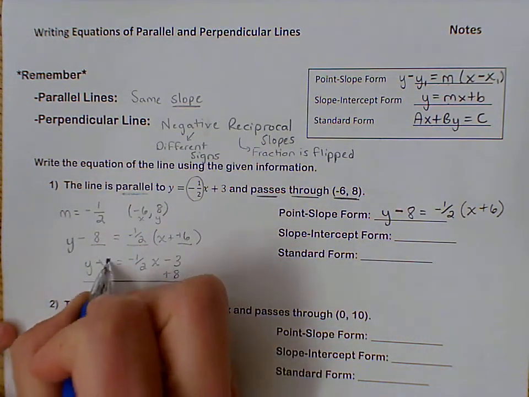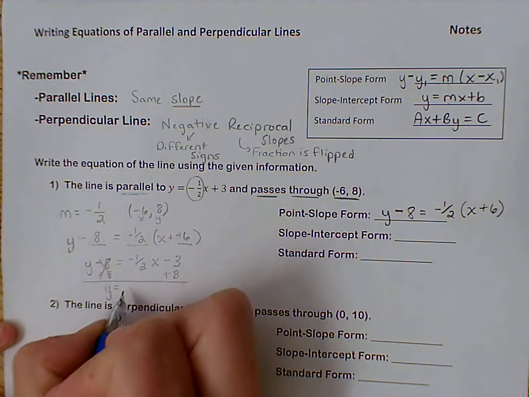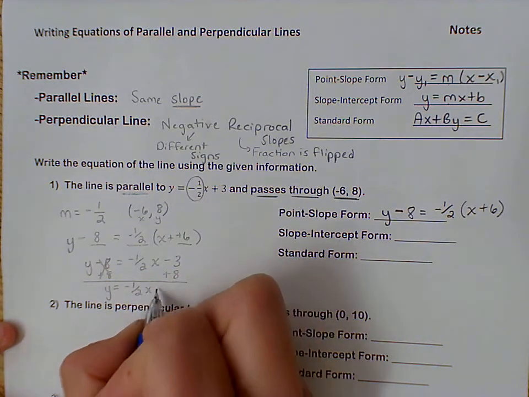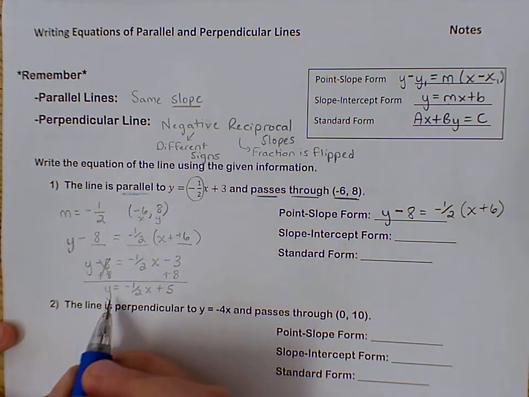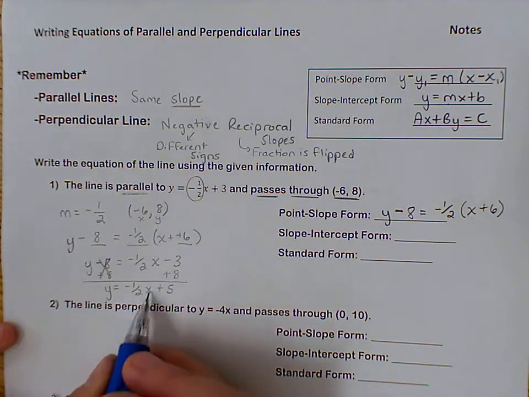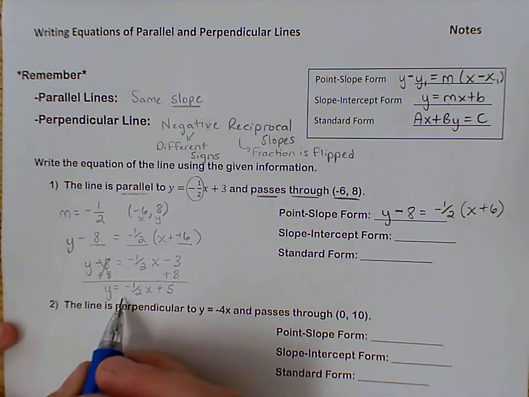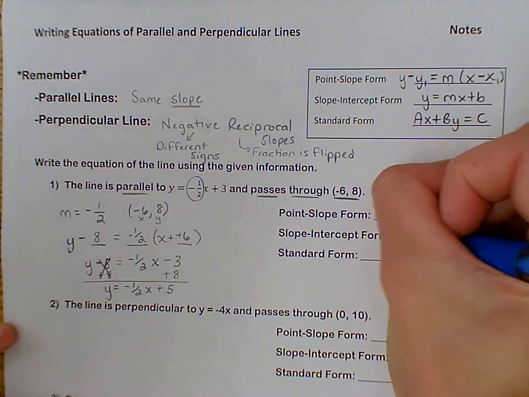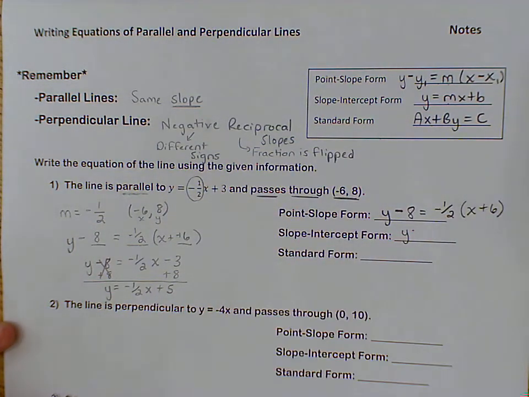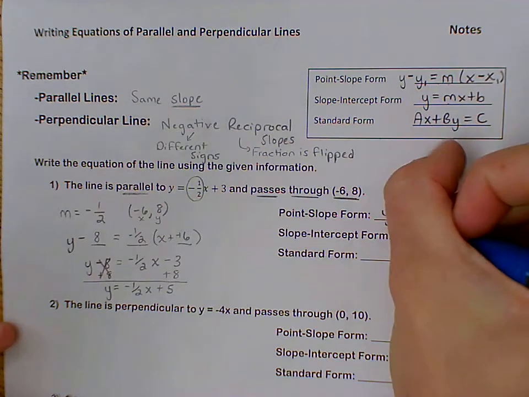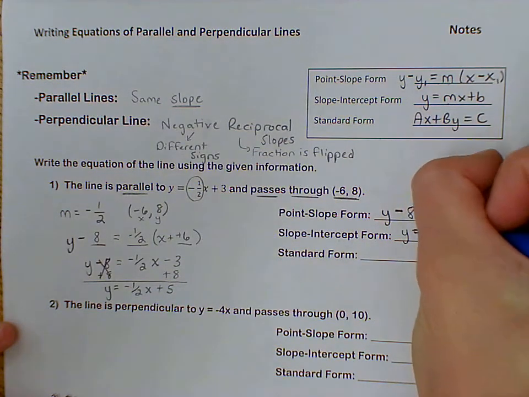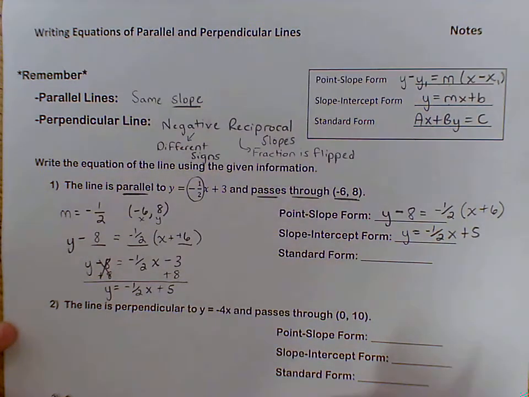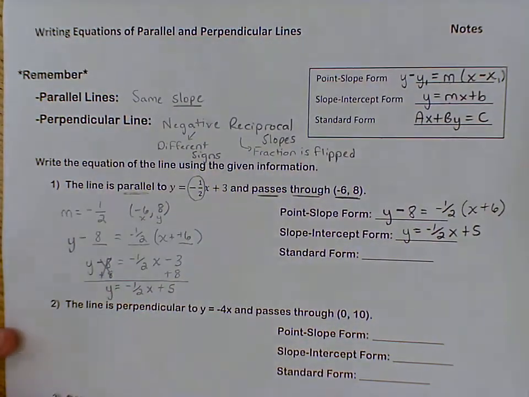And so these will go away. And then y equals my -1/2 x would come down, and then -3 plus 8 would be +5. And notice, y is by itself, I've got the x part up front, so that's your slope-intercept form. So if they asked you to put it in slope-intercept form, this would be your answer. My goodness, my lead is breaking like crazy today. So y equals -1/2 x plus 5. So there's a slope-intercept form.